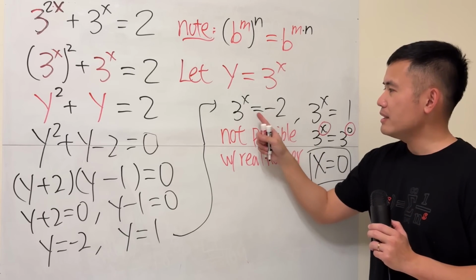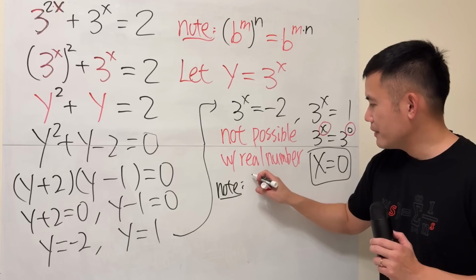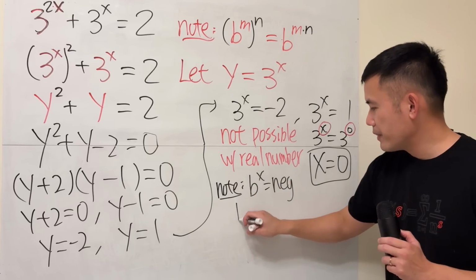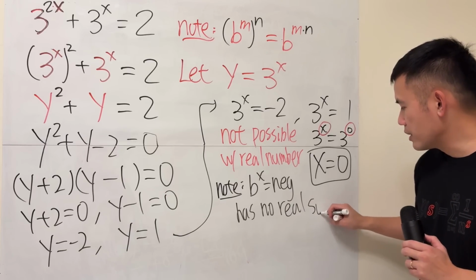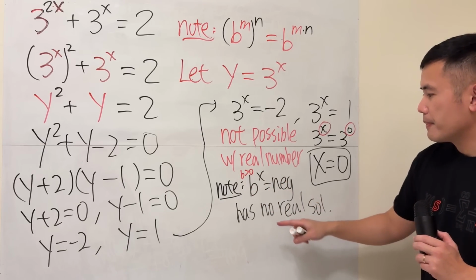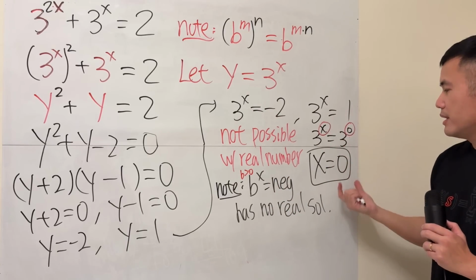So keep this in mind when I write this down. Note, if we have some b to the x equals a negative number, this right here has no real solution. Right? If b is positive, of course. Yeah. All right, keep that in mind, and that's the situation we encountered here. If it's 1, then just get 0.